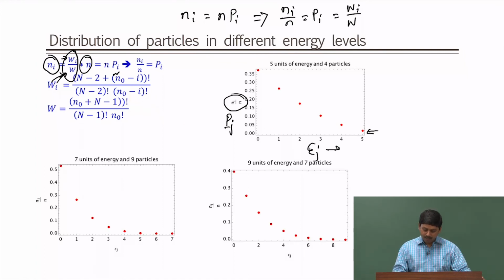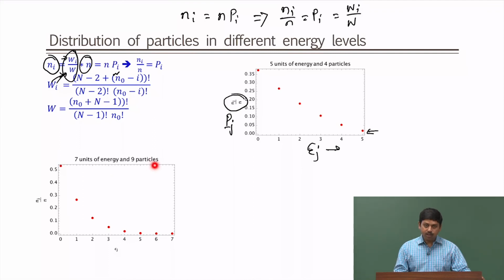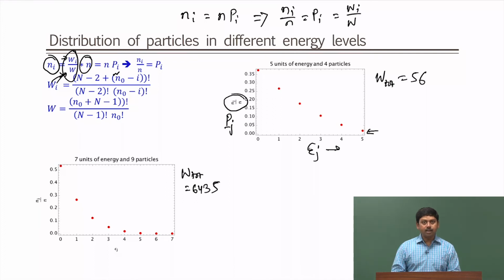Similar calculations have been done for other systems as well. 7 units of energy and 9 particles, we have discussed, and in this particular case our W tot was 56. And in the other case, our W tot was 6435. We did not calculate the individual W i's though. If you want, you can calculate them using this particular formula, which we have done, and that is how we plotted this graph. Again, here you can see that we are plotting P j against E j, the energy of the jth level, and you see it is decreasing as the energy increases.